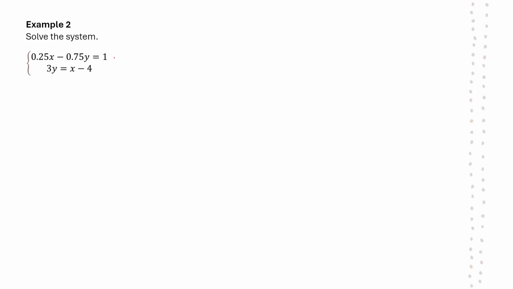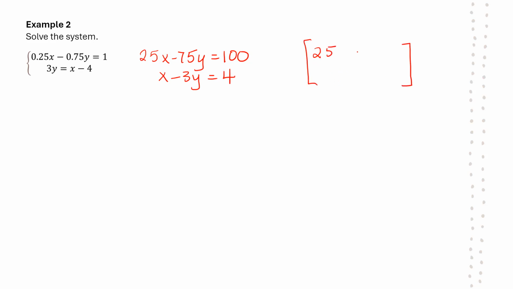It's really hard to do because if you just multiply the first equation by 4, it looks exactly like the second equation, but we won't do that. We'll say, how about if we multiply the first equation by 100 to get rid of those decimals? So that would be 25x minus 75y equals 100. And then the second equation, if we move the 3y to the right and the 4 to the left, we will have x minus 3y equals 4. And if we put this into a matrix, we're going to have 25, negative 75, 100, and 1, negative 3, 4.